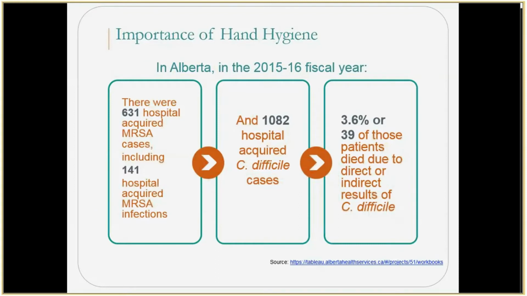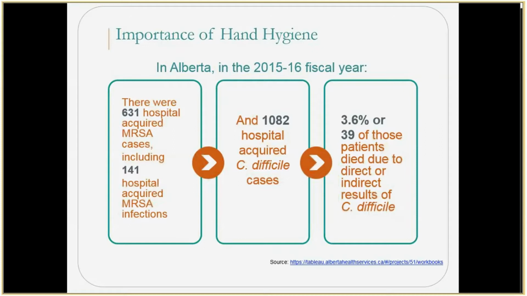In the 2015-2016 fiscal year, there were 631 hospital-acquired MRSA cases, including 141 hospital-acquired MRSA infections in Alberta. In the same time frame, there were 1,082 hospital-acquired C. diff cases. Of those patients, 39, or 3.6%, died due to direct or indirect results of C. diff.